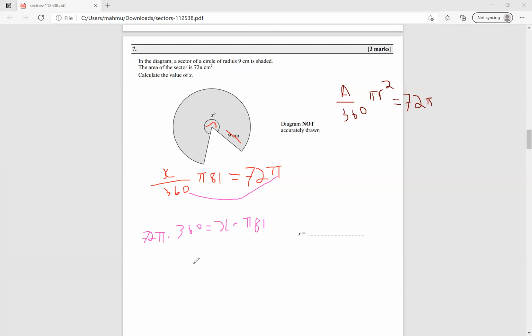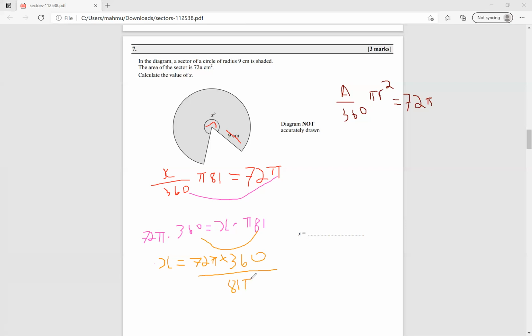Now, to find x on its own, all I do is, let's use a different color again. x is now equal to 72 pi times 360. Then I have to bring this to this side now. So if I bring it to this side, what's going to happen? This is times there. It's going to become divide. Yes, divided by 81 pi. And that's it.